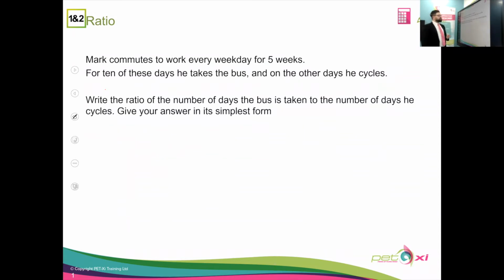Mark commutes to work every weekday for 5 weeks. For 10 of these days, he takes the bus, and on the other days, he cycles. Write the ratio of the number of days the bus is taken to the number of days he cycles. Give your answer in its simplest form.